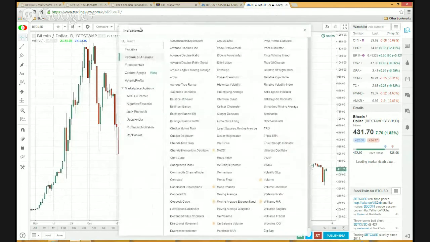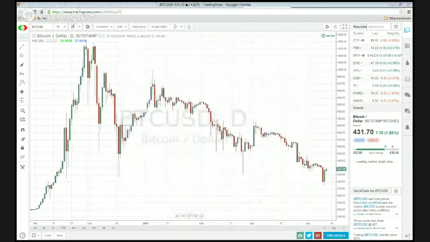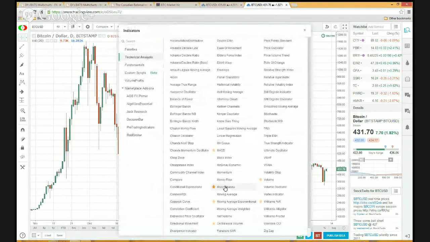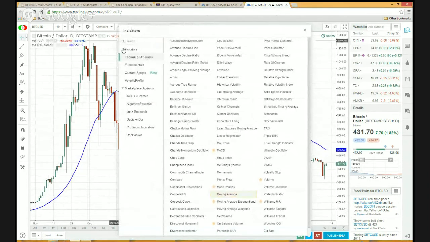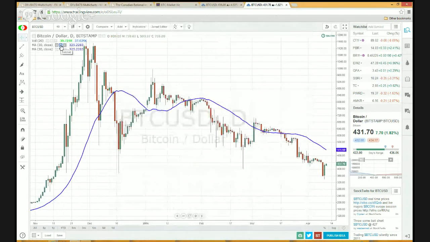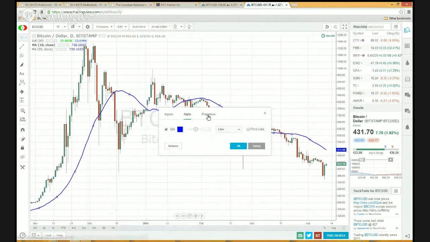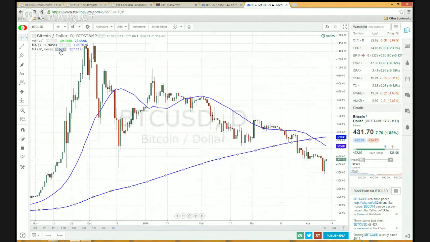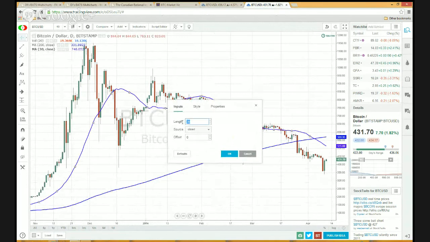I don't know what screen I'm showing here now. Yeah, you can see it. So just looking at Stamp here. Moving average, boom. And moving average, boom. And we'll go 200. $50.